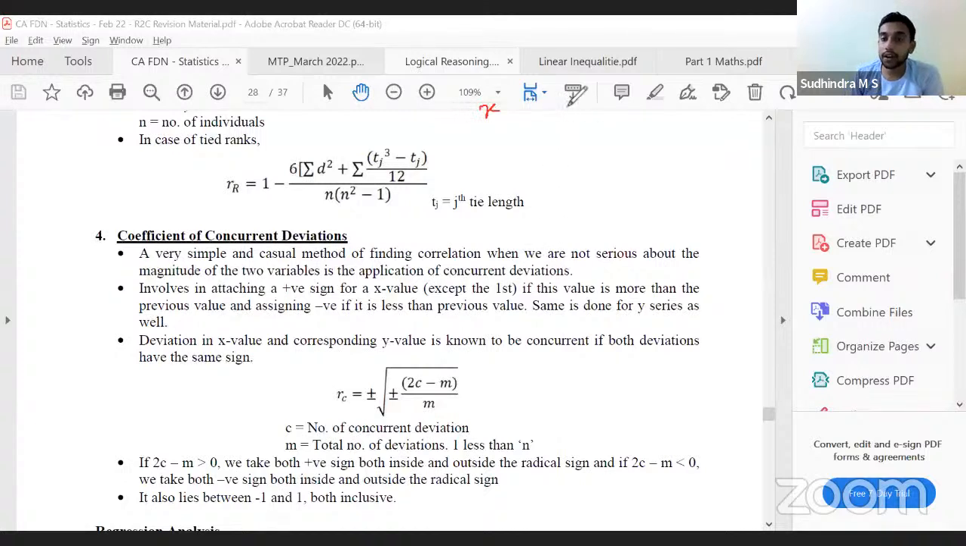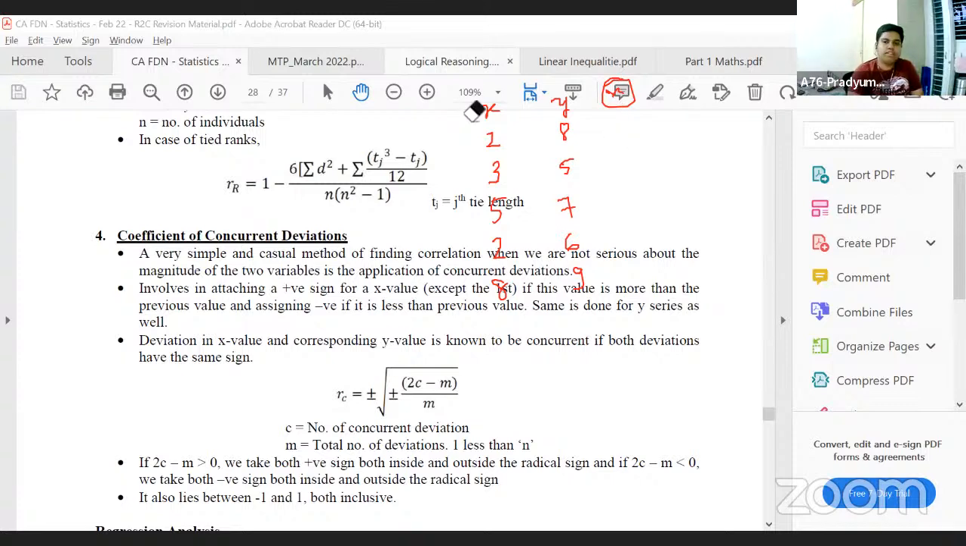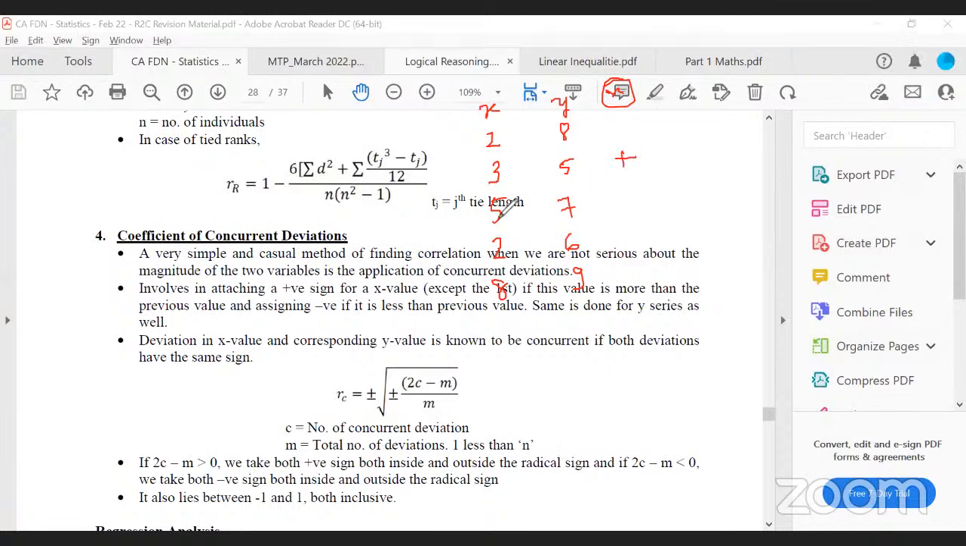So if we have x values 2, 3, 5, 2, and 8, and y values 8, 5, 7, 6, and 9, what do we do first? We assign signs. For x values, what are the signs that we are attaching? First, obviously there is no sign, blank. Then the second one, plus, because there is an increase. Then minus, then plus for 3 and 5, there is an increase. Then minus, then plus, correct.